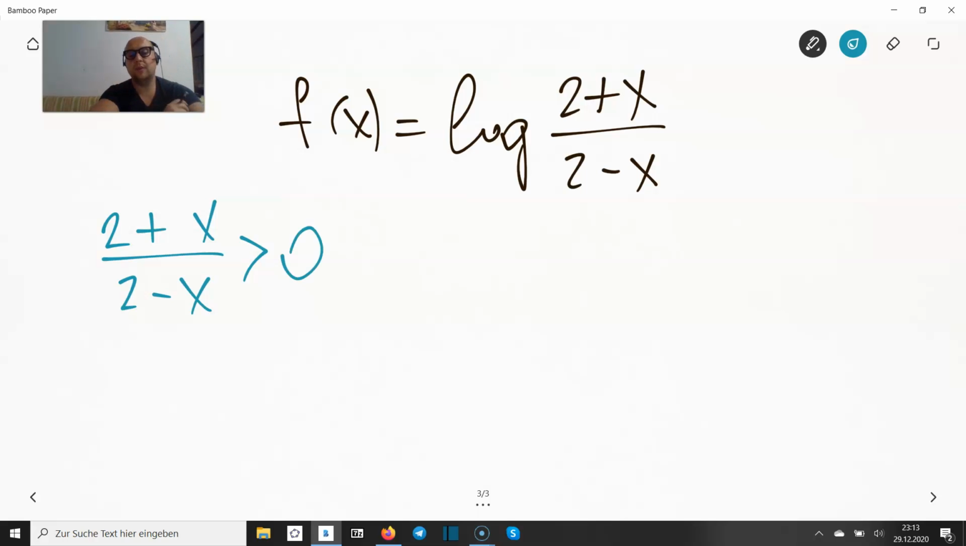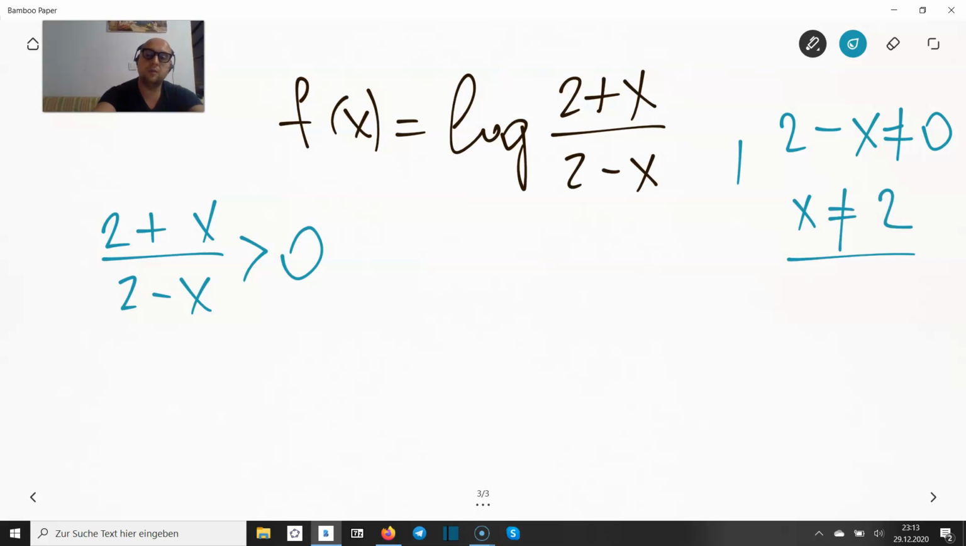on one hand. But on the other hand, we also have to make sure, without looking at the inequality now, that the denominator isn't equal to 0, so 2 minus x shouldn't be equal to 0. So 100% x is unequal to 2. That's just to start with. Okay, so you see, if the fraction is positive, that means both numerator and denominator must have the same sign. They are either both positive or both negative.